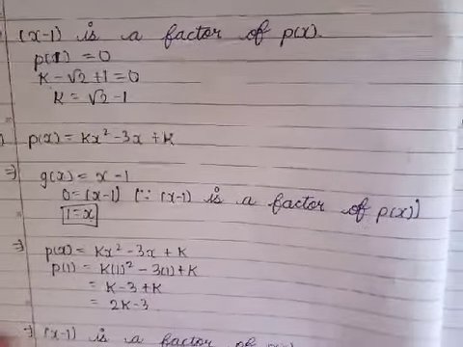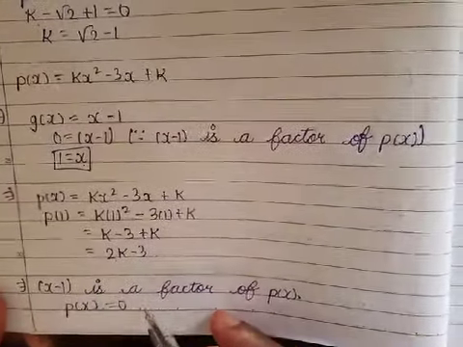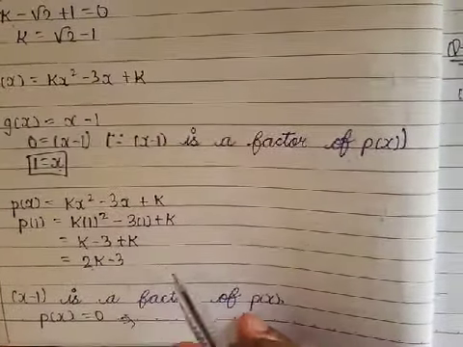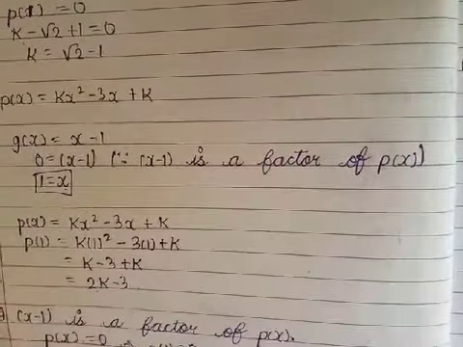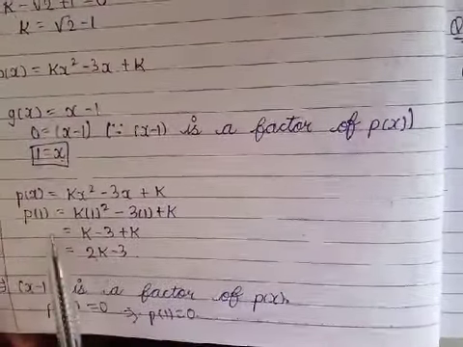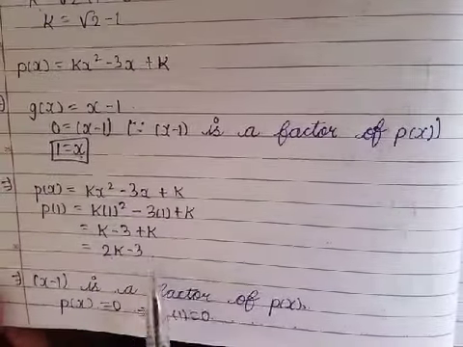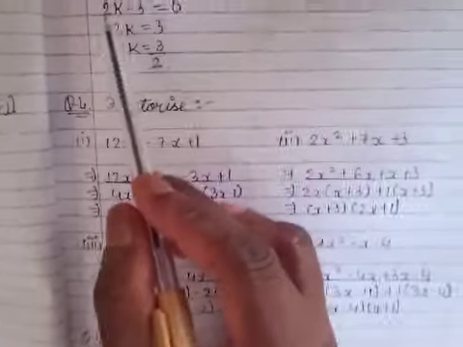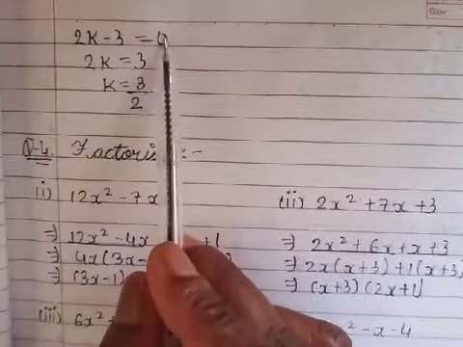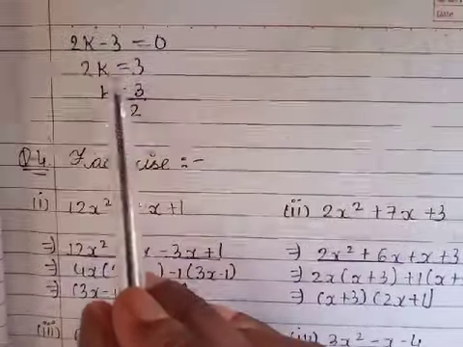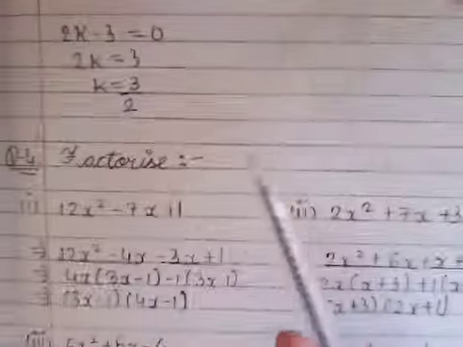Since x minus 1 is a factor of p(x), we can again say that p(x) is equal to 0 implies p of 1 is equal to 0. But what is p of 1? P of 1 is 2k minus 3. So 2k minus 3 is equal to 0. So minus 3 will move to the other side, it will become plus. So 2k is equal to 3 and k is equal to 3 by 2. Is it clear? Thank you.